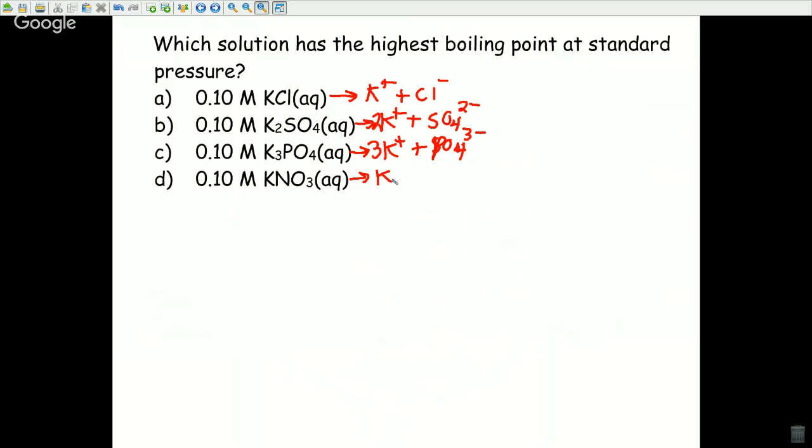Whereas potassium nitrate is going to make 2 ions. So it's really important you notice the polyatomic ions and their charges. So because potassium phosphate produces 4 ions compared to the other ones, it's going to raise the boiling point the most. And if you were to put this in ice, it would lower the freezing point more than the rest of them.